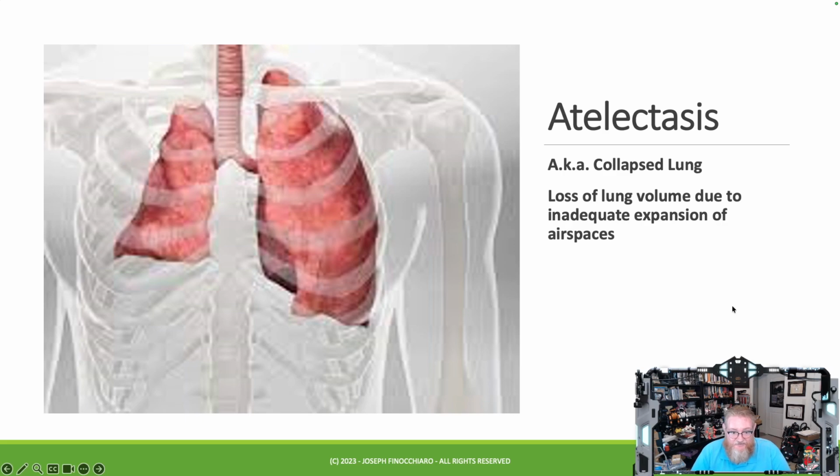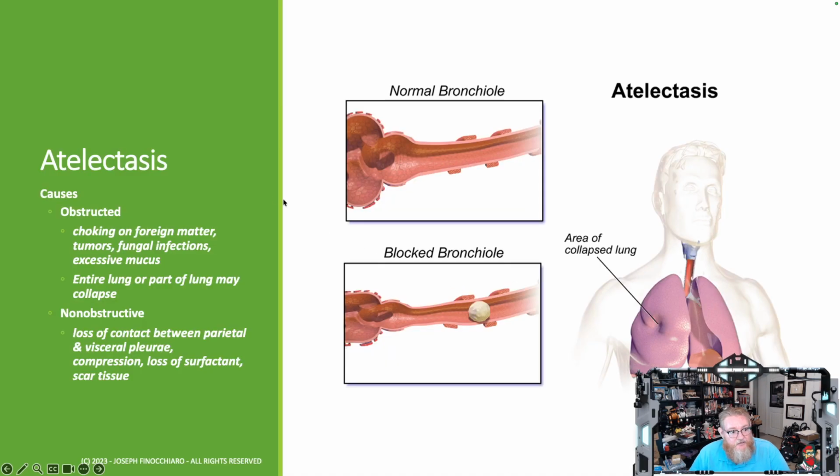Atelectasis, or collapsed lung, is a loss of lung volume due to inadequate expansion of the air spaces. So causes for this can be obstructive: choking on foreign matter, tumors, fungal infections, excessive mucus, and an entire lung or a part of the lung may collapse. But there's also non-obstructive: loss of contact between the parietal and visceral pleurae, compression, loss of surfactant, or scar tissue.